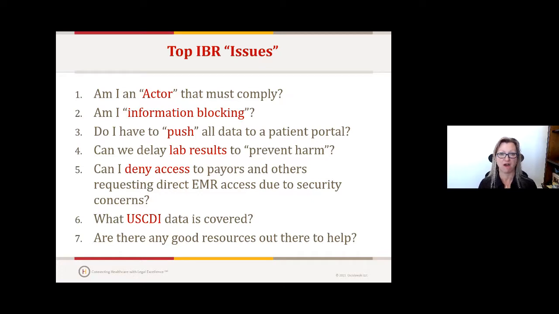So first is whether or not I'm an actor that has to comply with this rule. Believe it or not, not all actors and not all kinds of organizations need to comply with this rule. I want to re-review some of those definitions. By way of example, many government organizations are exempt. They don't fit the definition of a healthcare provider. They don't fit the definition of HIE or HIN, with a few exceptions that I have looked at for a couple of organizations, and they don't fit the definition of a certified health IT vendor.